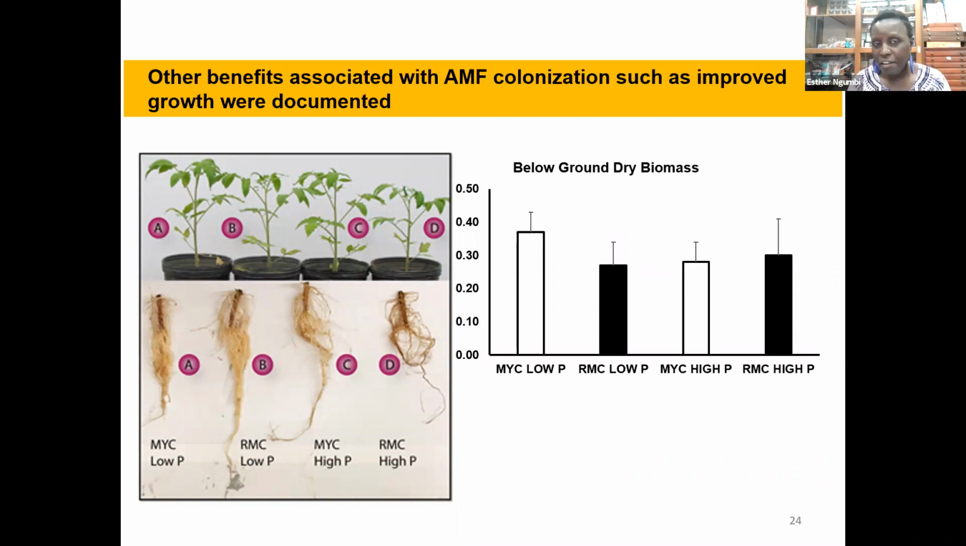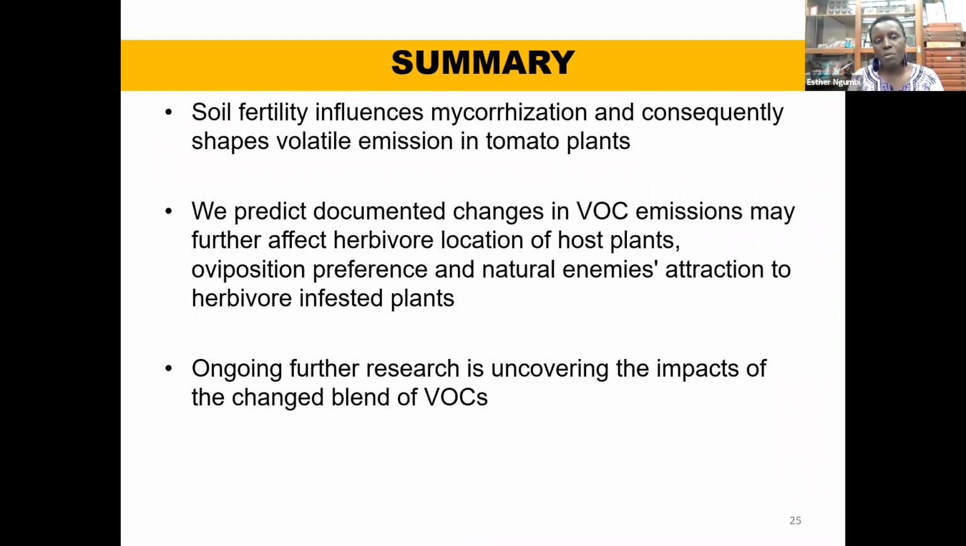But we also were able to see other benefits that are associated with mycorrhizal fungi colonization, such as improved growth. So in summary, for this project, we were able to show that soil fertility influences mycorrhization, and consequently shapes the volatile emissions in tomato plants. And we further predict that these changes will influence herbivore location of host plants and oviposition preference as well. So the next studies are that we are going to further grow the plants and look at oviposition preference by the tomato hornworm. We are further working on that, and Erin is the student in charge.